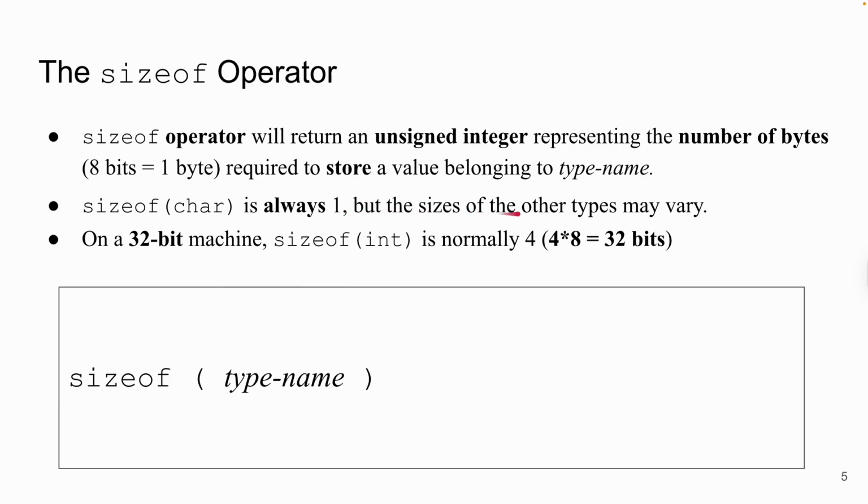But the size of other types may be different. For example, on a 32-bit machine, if you write down sizeof(int), the return value is normally 4, because a 32-bit computer uses 32 bits to store an integer value. That is why if we write down sizeof(int), we want to know the size of an integer type, and the return value is 4. It uses 4 bytes to store an integer value.